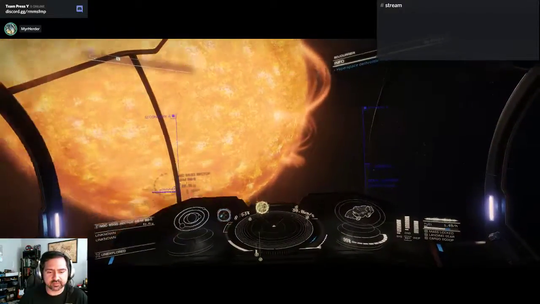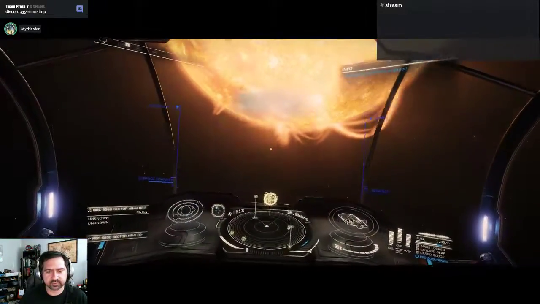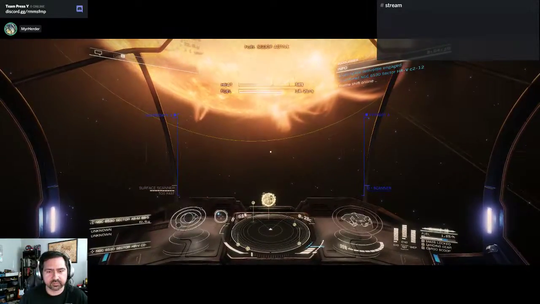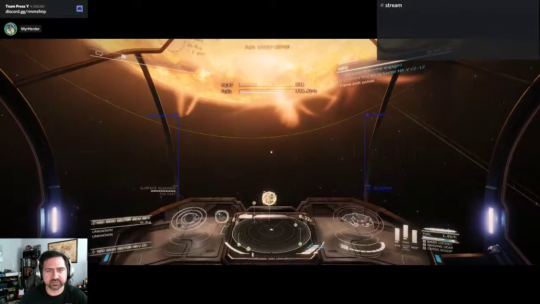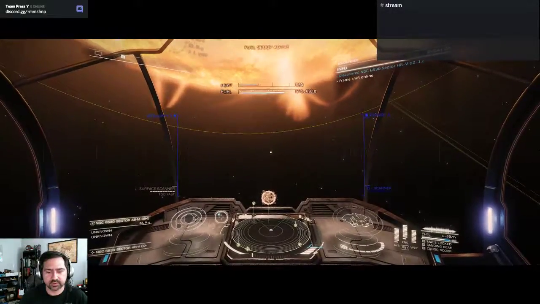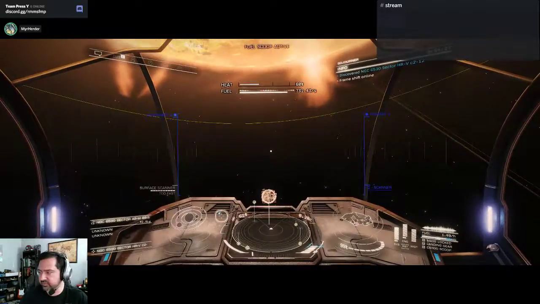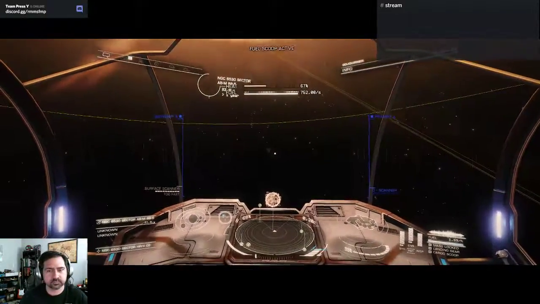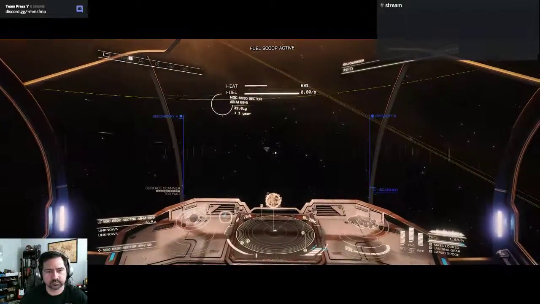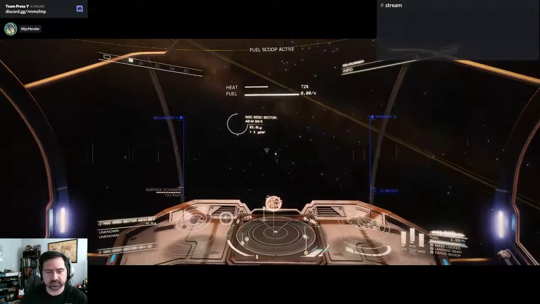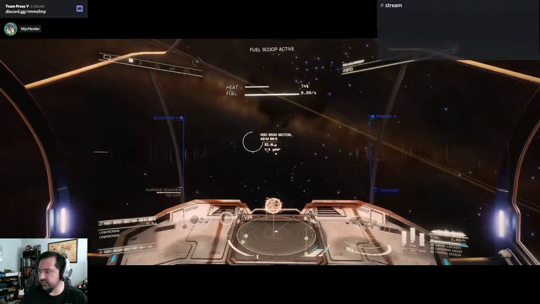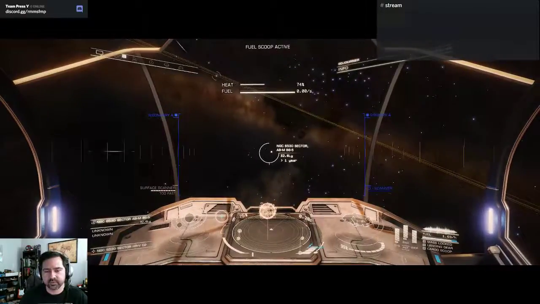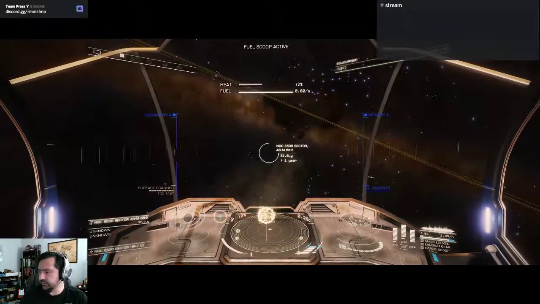But as I fly around the star, certain stars I can fly close to, and you see my fuel scoop engages. Fuel scooping. And that's why I do the slingshot in each system. And as I'm flying around the sun, scooping up, I'm also lining up where my next target is.